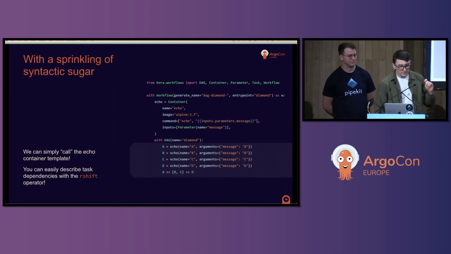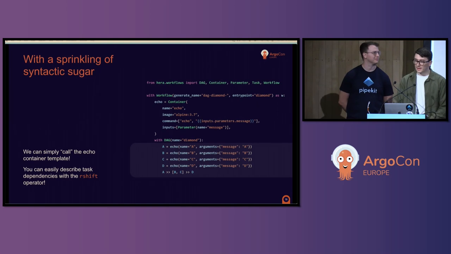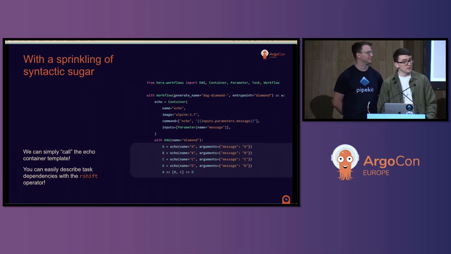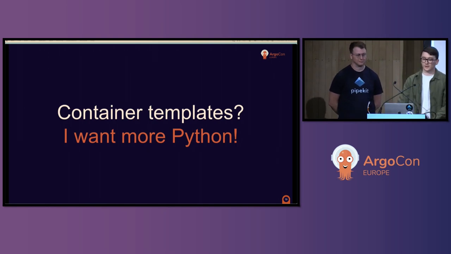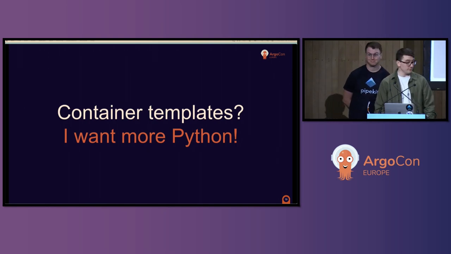And we can sprinkle some syntactic sugar into this workflow to avoid some extra typing by calling the container template. Plus, we can describe task dependencies with the rshift operator. Pretty cool. But container templates, running commands, no, I want more Python.